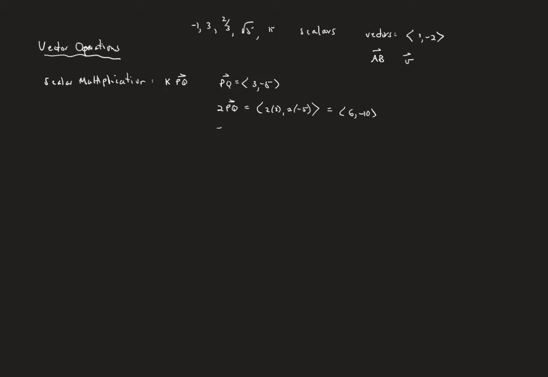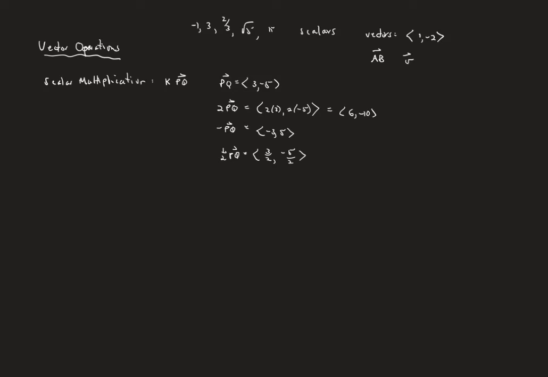The -1 times pq, or negative of pq, is going to change the signs of those components. And so if you were drawing that, pq and negative pq would point in opposite directions. We can do something like 1/2 times pq, and so we would again get 1/2 times 3 is 3/2, and 1/2 times -5 is -5/2.